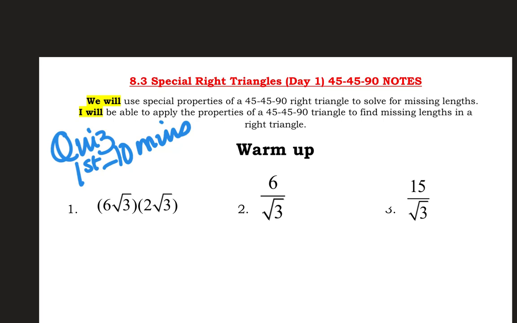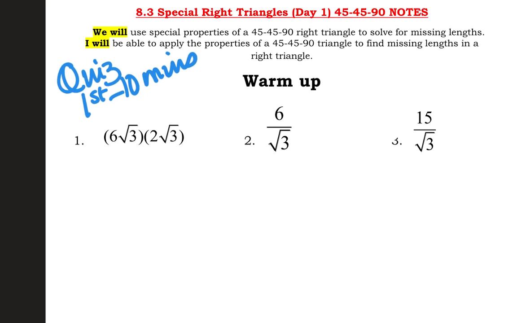All right, class, so we just finished our quiz over simplifying radicals. So now we're going to go over our first set of special right triangles. And our first triangle is the 45, 45, 90 triangle. Let's go ahead and look at the warm-up first, though, kind of recapping what we did on the quiz.